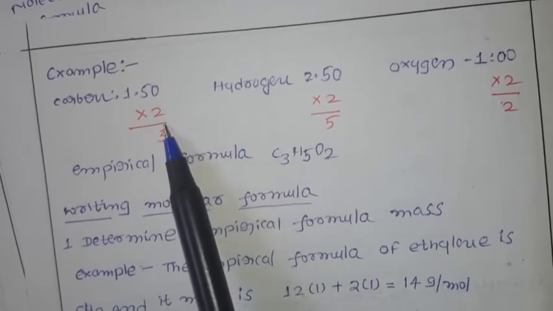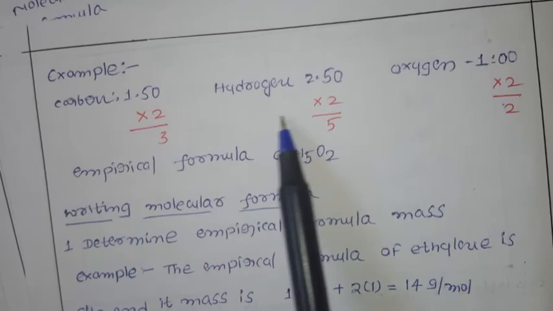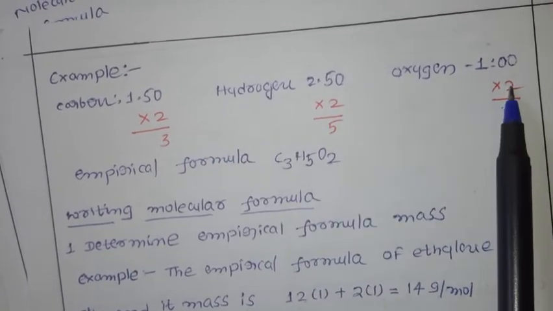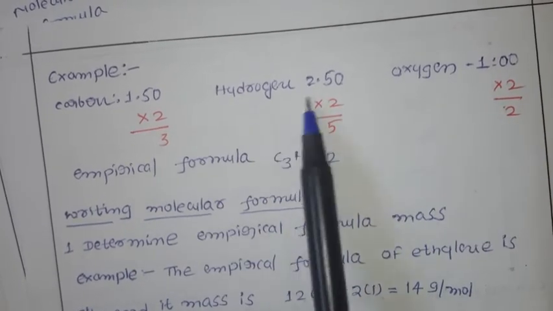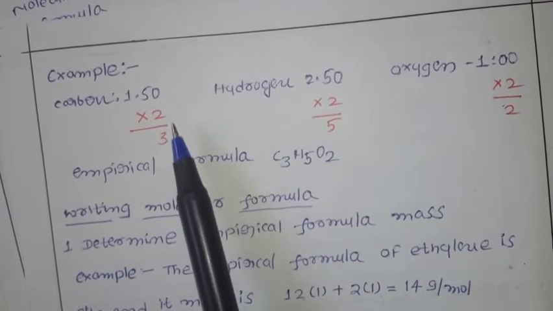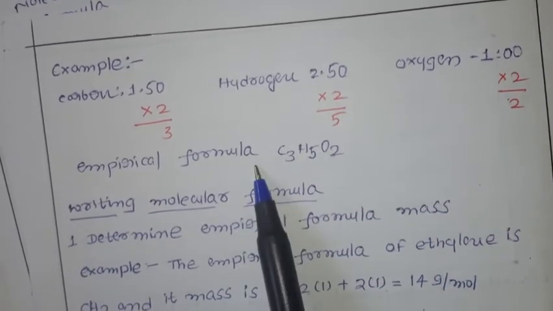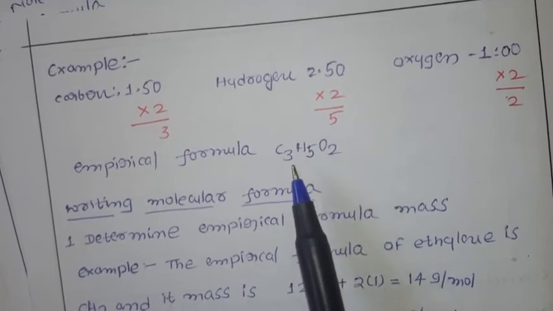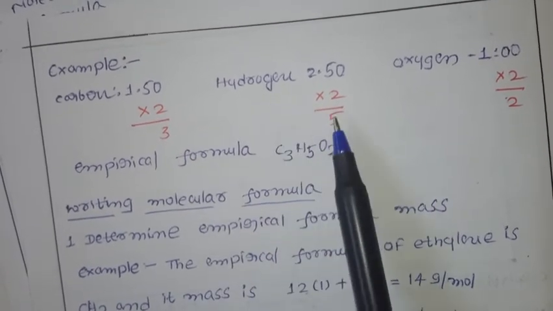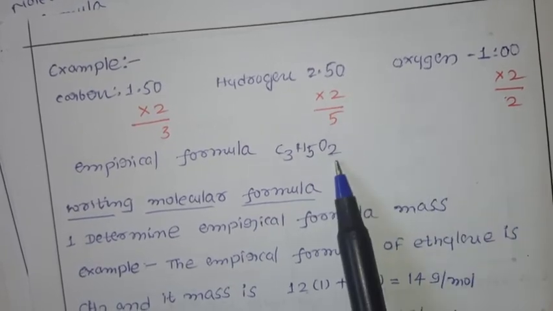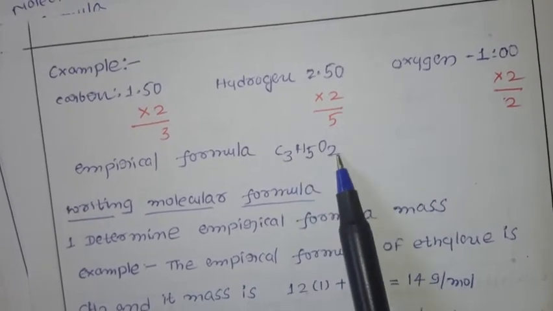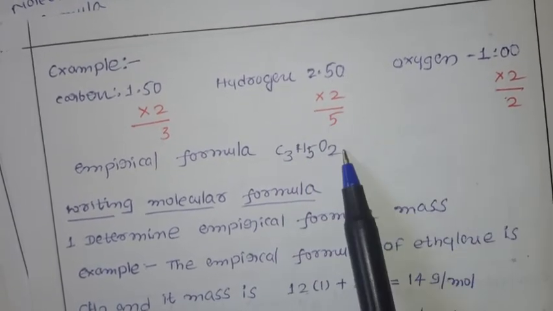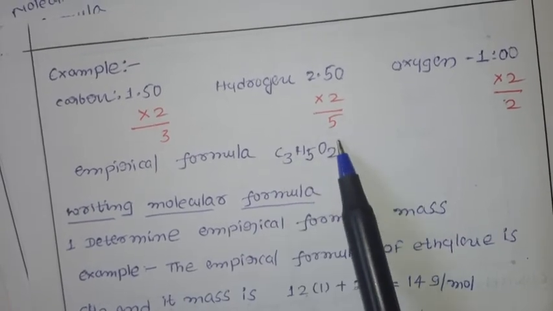So we multiply all the values by 2. Whatever you do, you multiply all the values. Multiplying carbon, hydrogen and oxygen by 2, we get 3, 5, 2. So the empirical formula, after multiplying, you write these values as subscripts: carbon C3, hydrogen H5, oxygen 2. You simply write the simplest whole number ratio. You should not write 1.5 for hydrogen or 2.5 for oxygen. You should get the simplest whole number ratio.